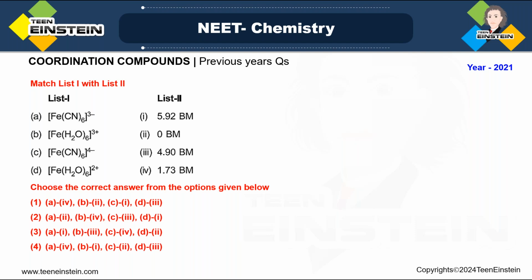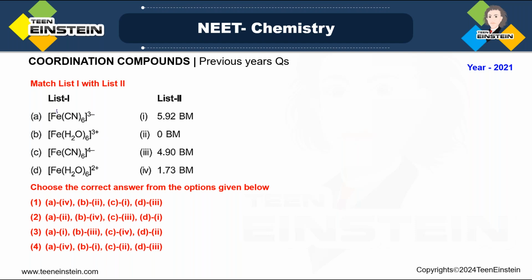Next question, match list 1 with list 2. In list 1, we have some complexes given. In list 2, we have the magnetic moment values. And mostly in the octahedral metal complexes, it is the spin-only magnetic moment. So how will we understand which one is matching with what? For that, you have to know the number of unpaired electrons.